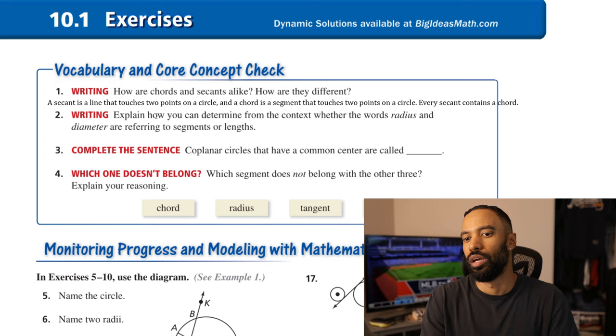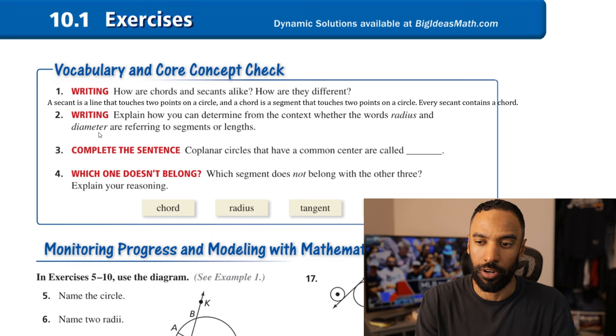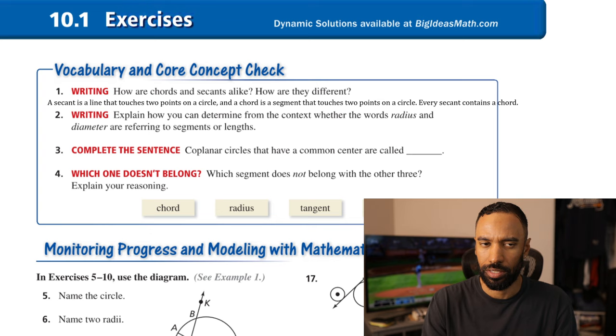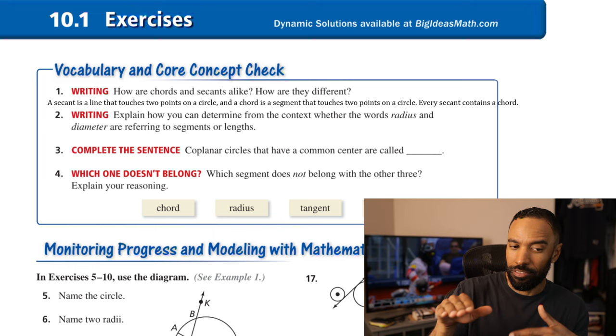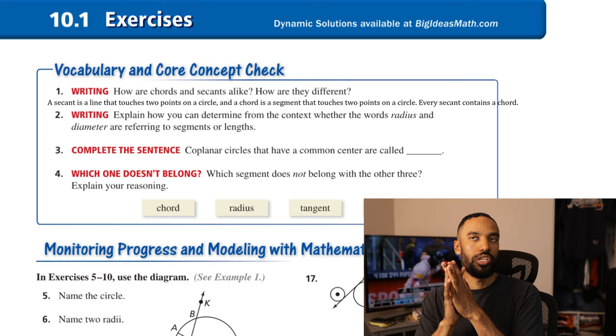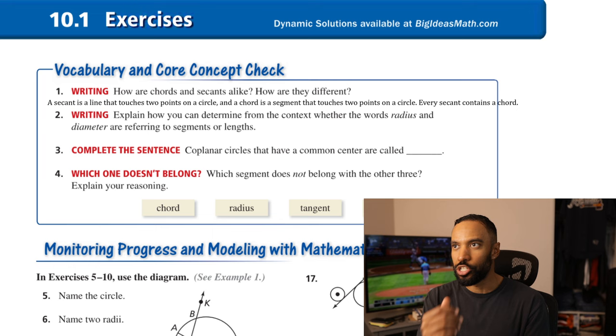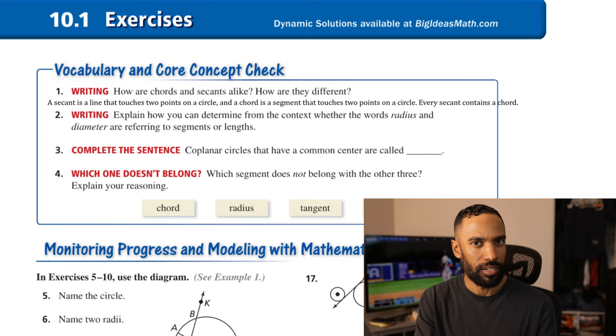Okay, writing. Explain how you can determine from the context whether the words radius and diameter are referring to segments or lengths. What? Explain how you can determine from the context. What do they mean from the context? If they're talking about something like if it has a segment bar above it, I don't know. I think if they say here's a radius, they're probably talking about the actual segment itself, just the physical thing. Same with here's the diameter, like the object. When they say find the measure of the radius, then that would be length.